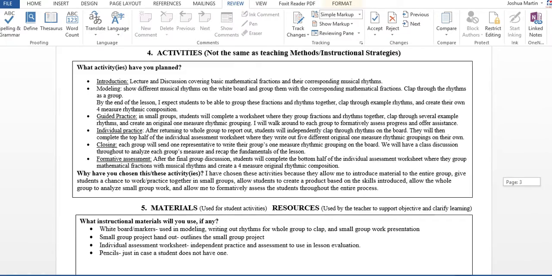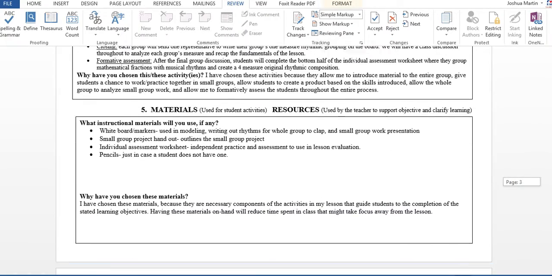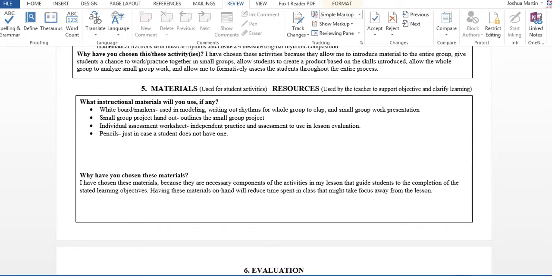All right, going down to materials. The instructional materials that I will be using are a whiteboard and markers. This will be used for my introductory section where I will be modeling the different rhythms for them. Also, I will be writing out rhythms on the board for us to clap through, and it'll give a space for the small group to present what they came up with in their activity.